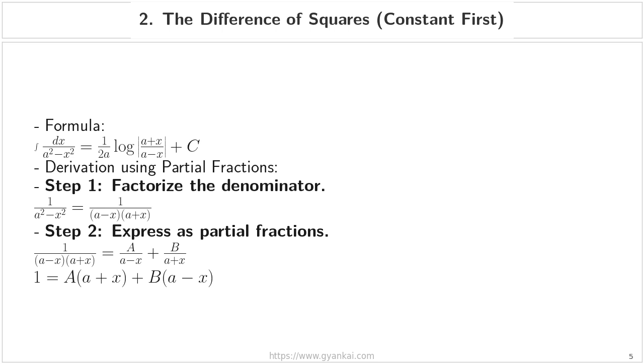Next, we express this fraction as a sum of simpler fractions using partial fractions. We assume that we can write 1 over (a minus x)(a plus x) as A over (a minus x) plus B over (a plus x).